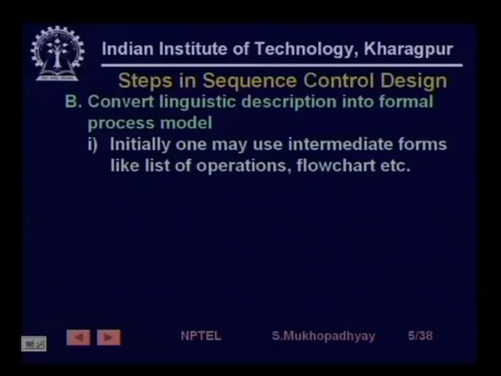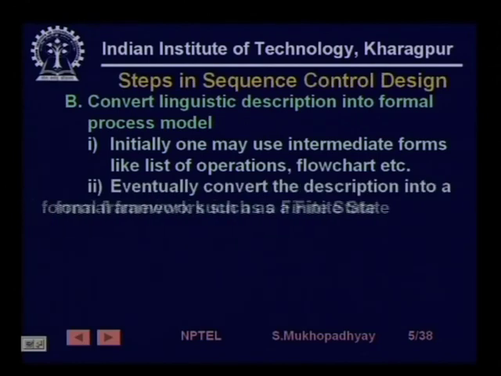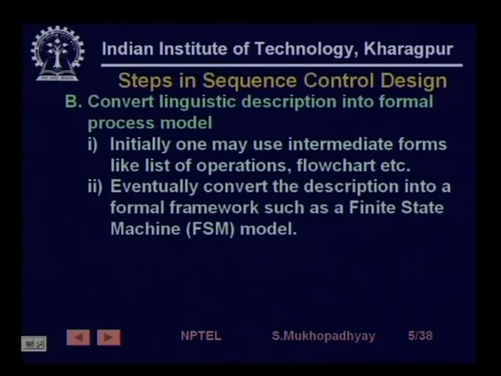Even during the process of transforming it into a formal process model, one may initially use intermediate forms like flow charts, for example. Okay. Then finally it is prescribed that one should be able to convert it to a formal mathematical framework, something like, let us say, a finite state machine, which we will be using here. Up to this the operations are manual.